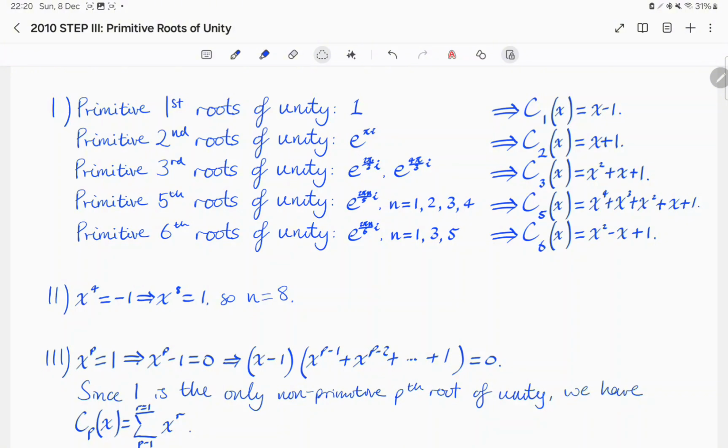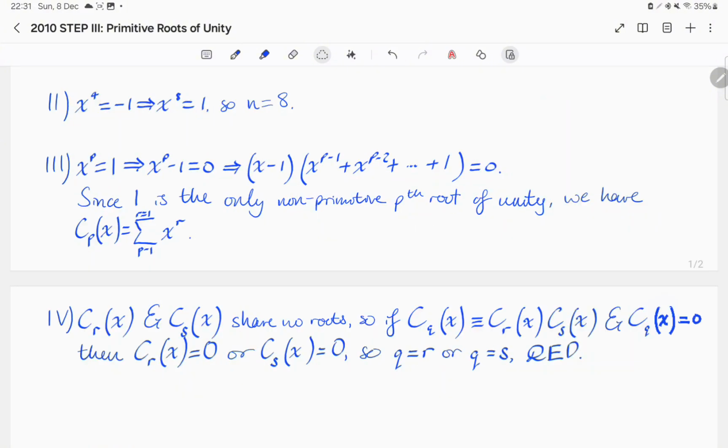Now we can move on to part 2. Here we have x to the 4 is equal to negative 1, and therefore x to the 8 is equal to 1, so n is equal to 8. Now let's move on to part 3.